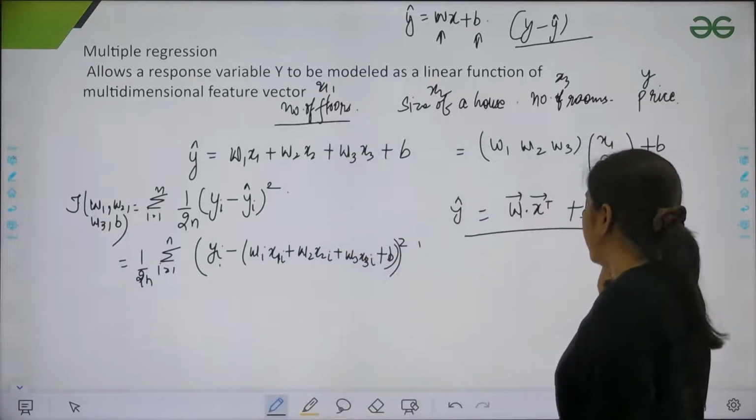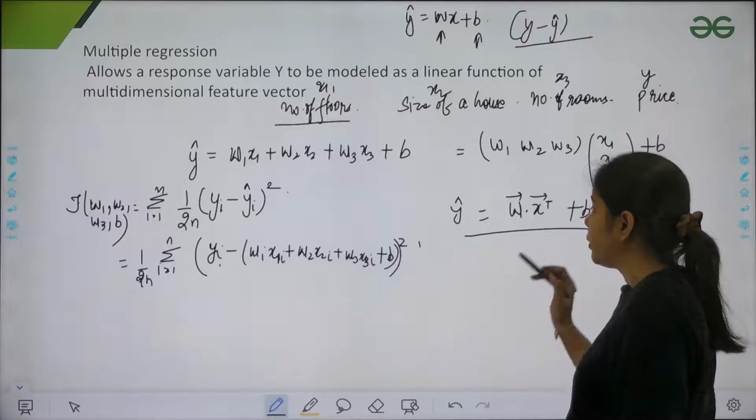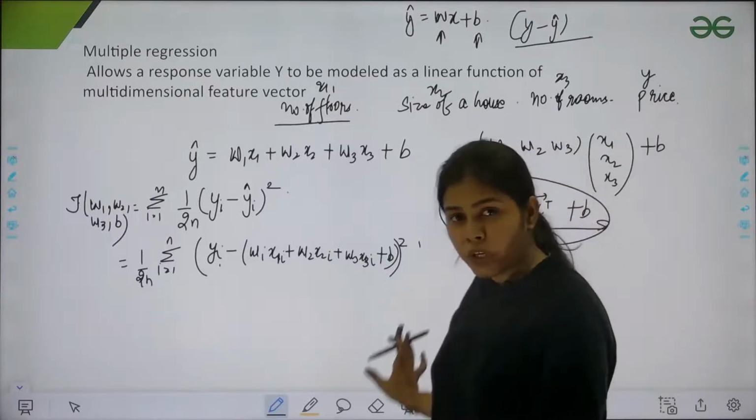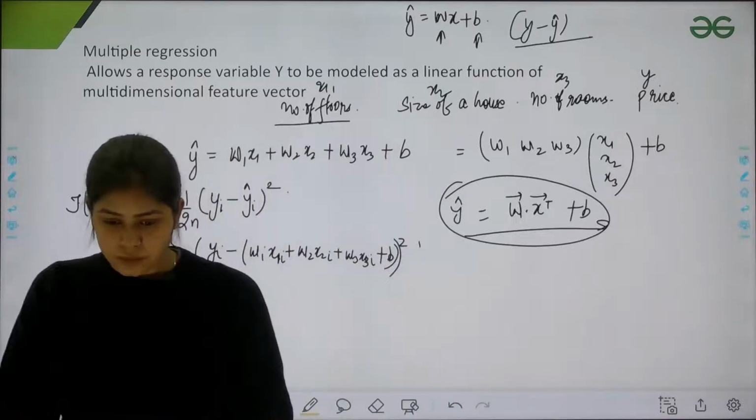So that's how I have it. Now here I have to find w1, w2, w3 and b. This is one of the notations for multiple regression.